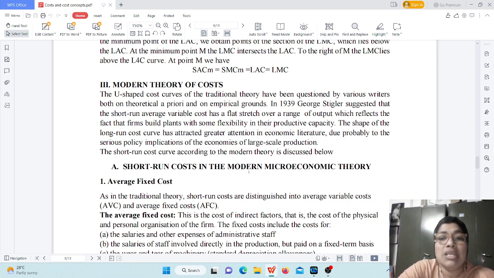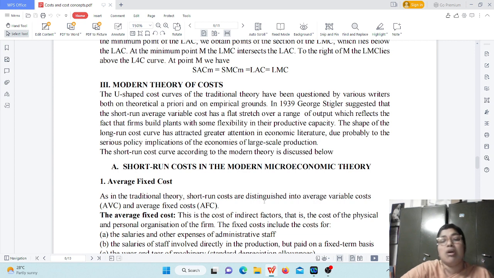Let us see. This kind of shape of cost curves has attracted the attention of different economists. Now let us see what the shapes of the short-run cost curves are in the modern theory. Let us discuss first the average fixed cost in the short run.